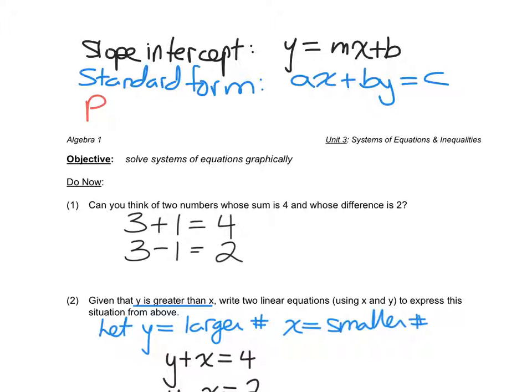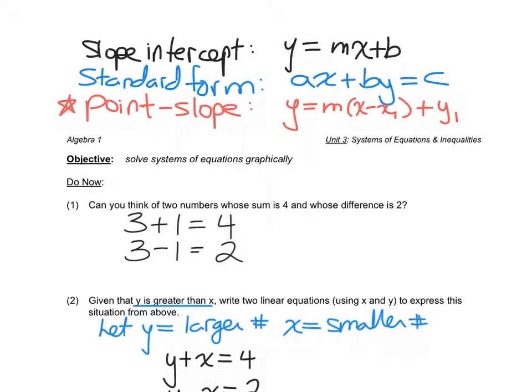And then we have the point-slope form, which I think is the most useful one. Y equals m times x minus x sub 1 plus y sub 1. You might have learned it as y minus y sub 1 on the left-hand side.